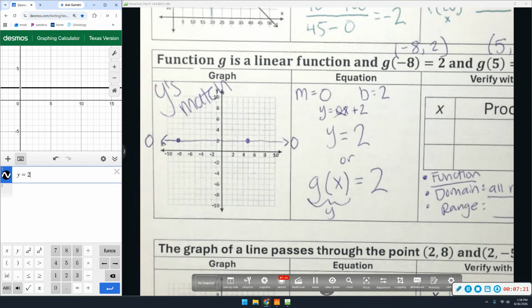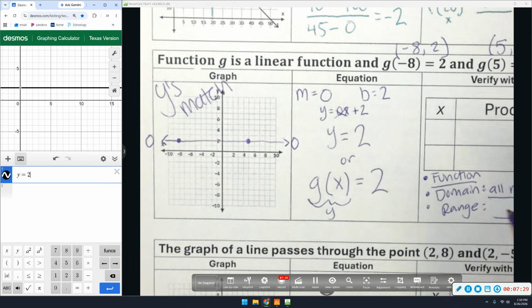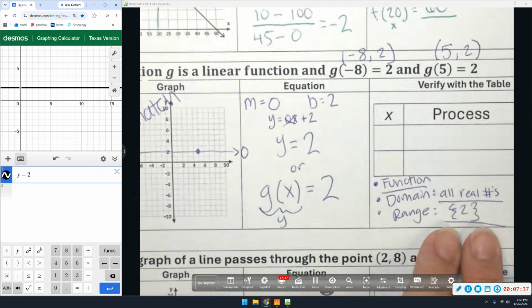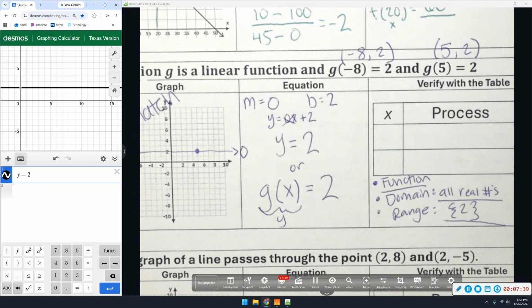Now, does this go down or up forever? Does the up and down ever change? What is the only height this line is ever at? So guess what your range is? 2. That's just my fancy brackets. I know they're so pretty. You'll see it that way, so I'm always going to put it that way. Proper yes is always have the brackets.